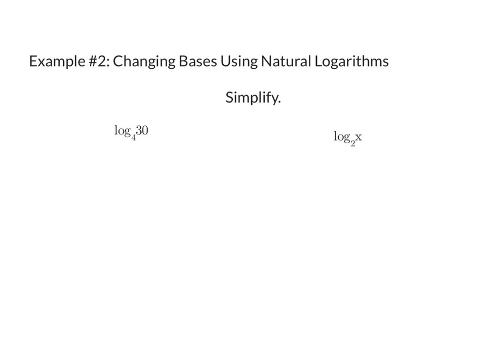In example 2, we're going to change base using natural log. Again, we will still get the exact same answers had we done this with natural log, or at least they'll look very similar. So log base 4 of 30, I could do similarly with natural log of 30 over natural log of 4. That would be about 2.45.